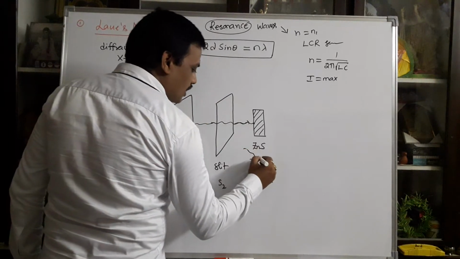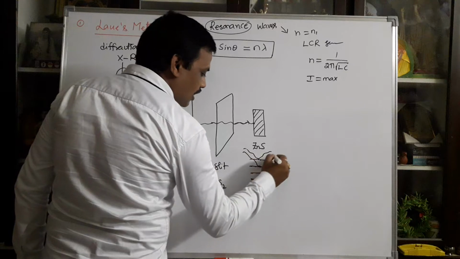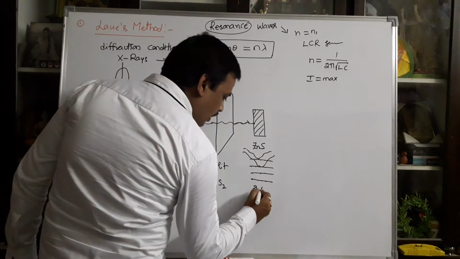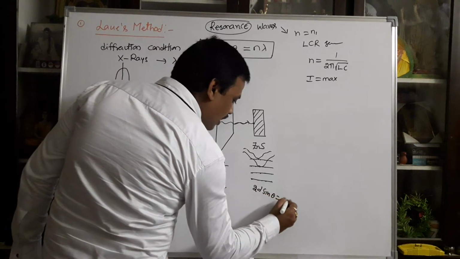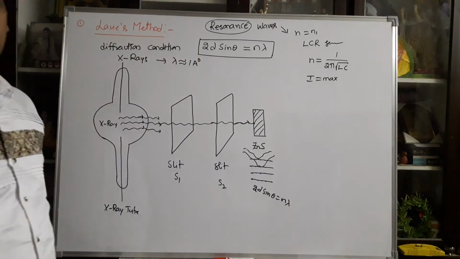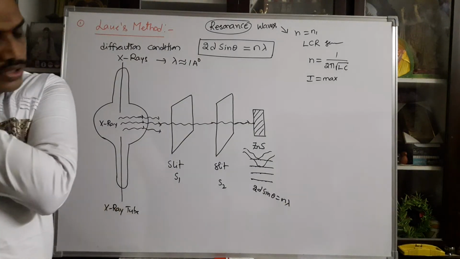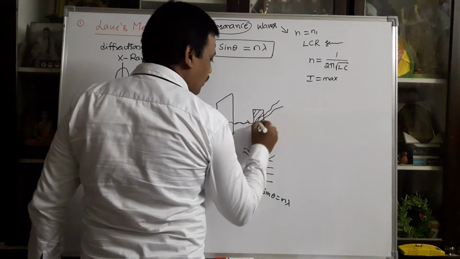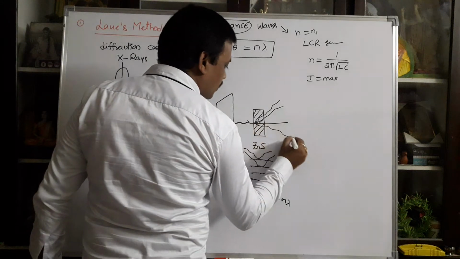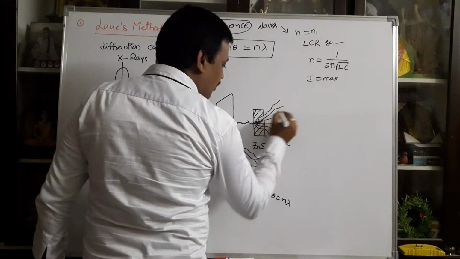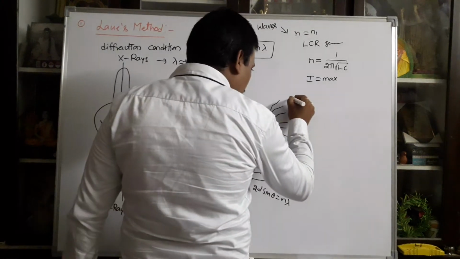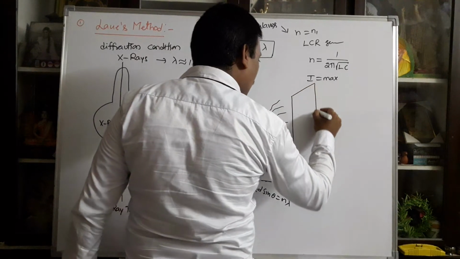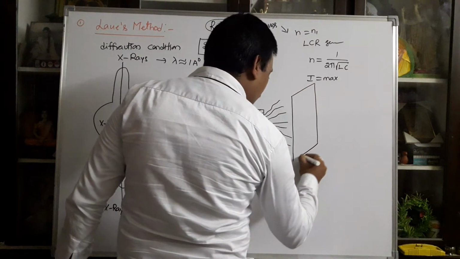When X-rays are incident here, a diffraction interference pattern occurs. The condition 2d sin theta equals n lambda is obeyed. Nothing but Bragg's condition exists. After Bragg's condition, these X-rays are diffracted in different directions like this. These diffracted X-rays are collected on a photographic plate like this.